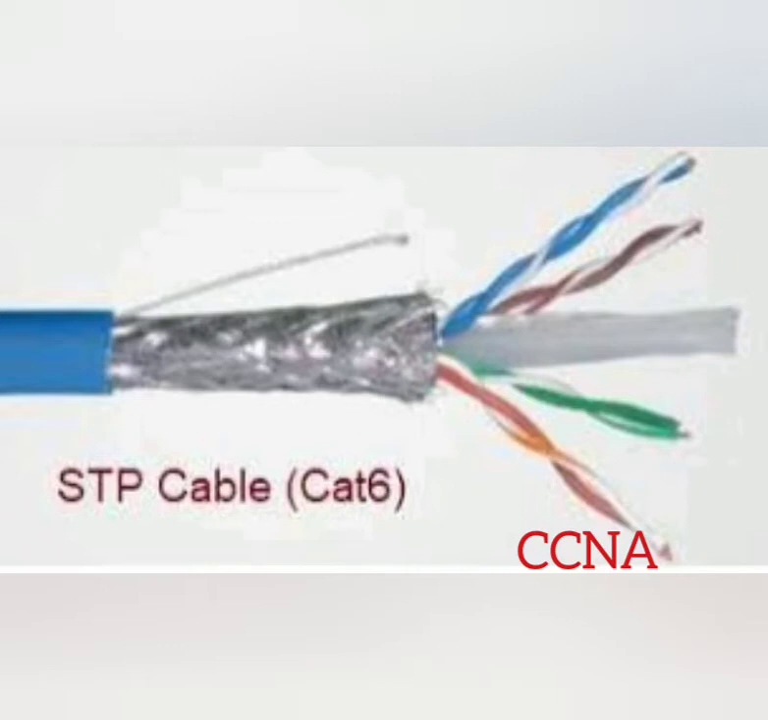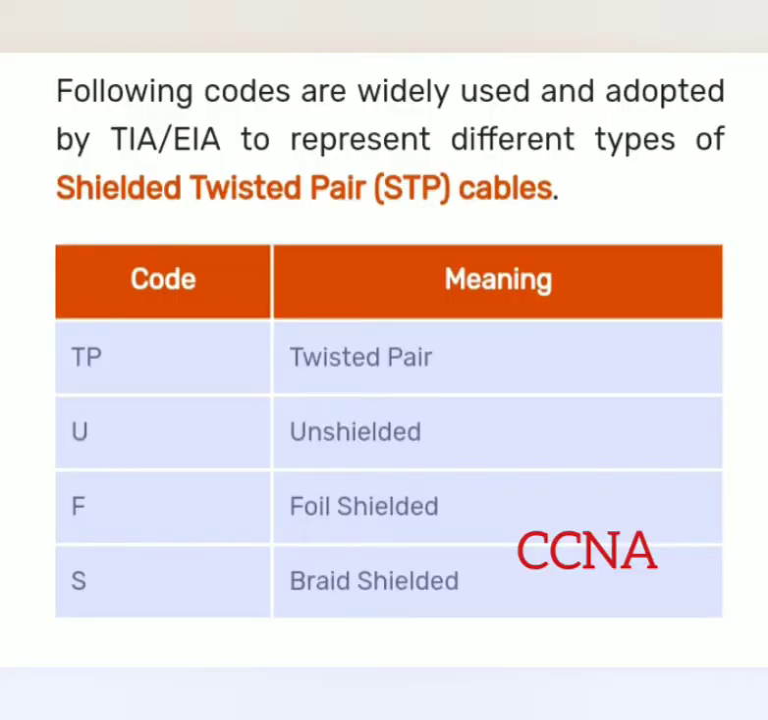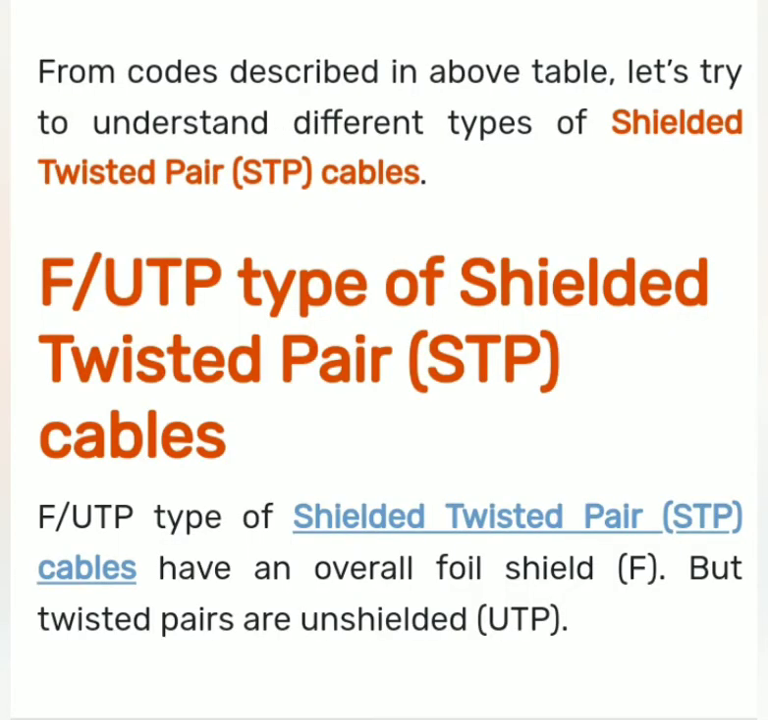The following codes are widely used and adopted by TIA and EIA to represent different types of shielded twisted pair STP cables. The code TP means twisted pair. U means unshielded, F means foil shielded, S means braid shielded. From the codes described in the table, let's try to understand different types of shielded twisted pair, that is STP cables.